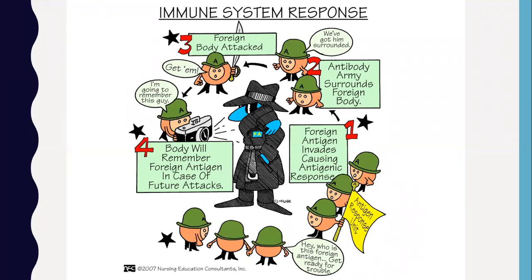All right, so here we've got the immune response. First up, we've got these little soldiers down here saying, hey, who's this foreign guy? We need to get ready for the trouble. So the foreign antigen invades, causing an antigenic response. Okay, so then the antibody army comes in, gets them surrounded, they attack, and then the body's going to remember this foreign antigen in case of any future attacks.